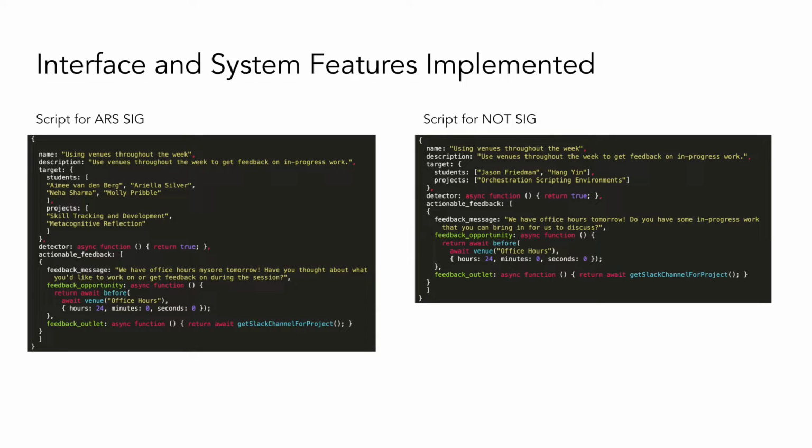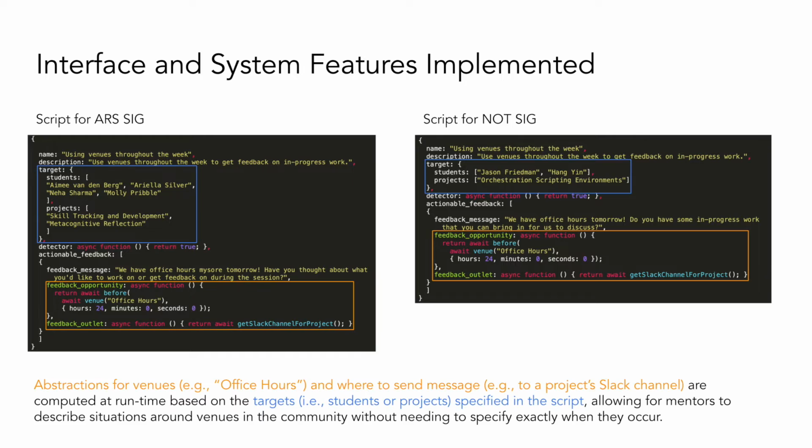And so here's what this looks like for both the Agile Research Studio SIG on the left and the Networked Orchestration Technology SIG on the right. The reason both of these are shown is because the scripts are actually quite similar. And so in orange, what we see is that the situation in which the script should be enacted is actually identical across both of them. And so here, both these scripts will send a notification one day before the office hours for that SIG. And they'll send that notification to the Slack channel for that project.